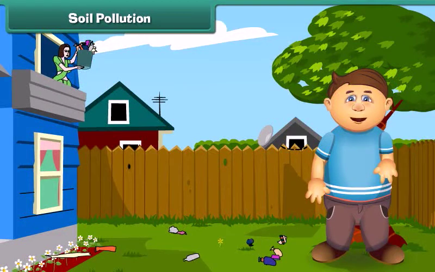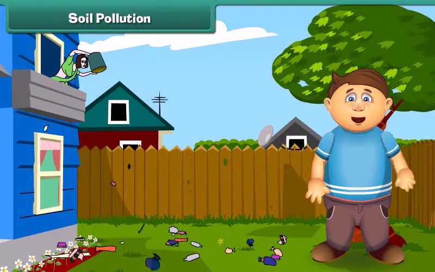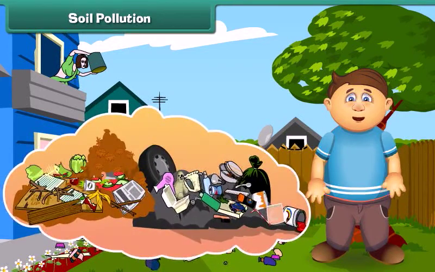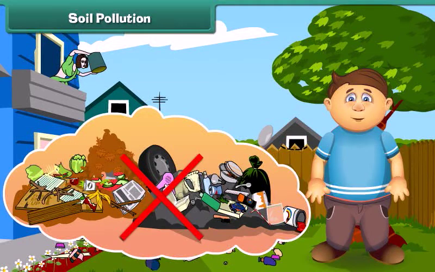Friends, just think what happens if we dump garbage into the soil. Yes, absolutely right. It gets polluted. The low quality of the soil is called soil pollution. Dumping things like fruits, vegetable peels and papers get mixed with the soil, but plastic objects do not. It makes the soil infertile. Well, to reduce soil pollution, we should stop littering.